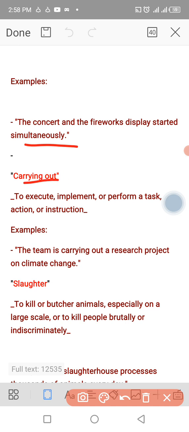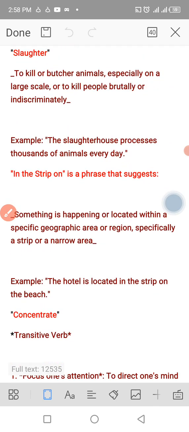Carrying out: to execute, implement, or perform a task, action, or instruction. For example, the team is carrying out a research project on climate change. Slaughter: to kill or butcher animals, especially on a large scale, or to kill people brutally or indiscriminately. The slaughterhouse processes thousands of animals every day.